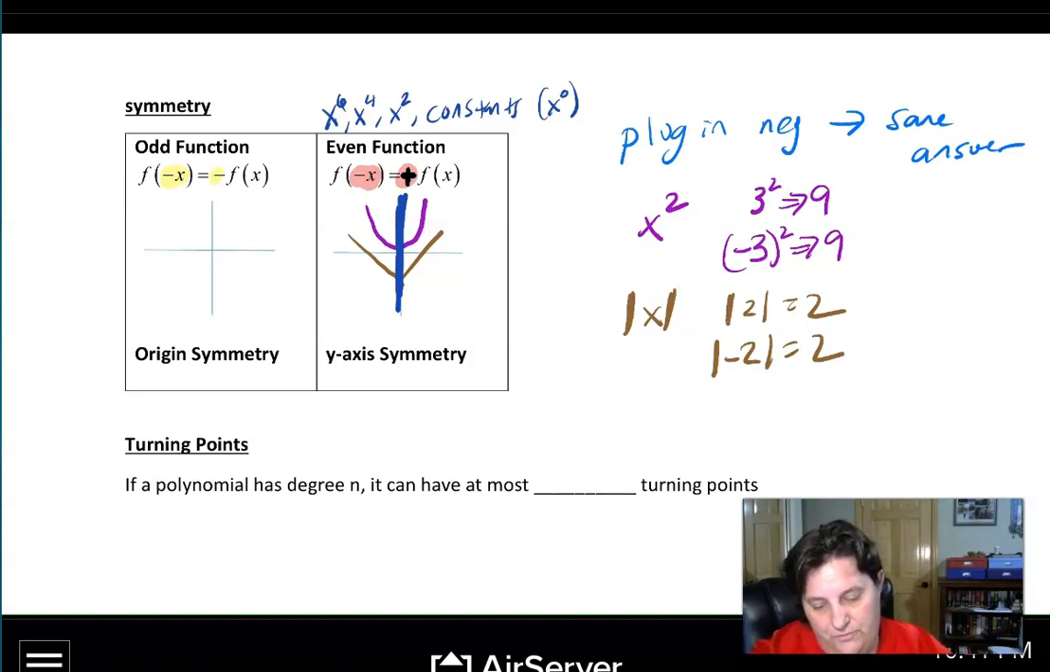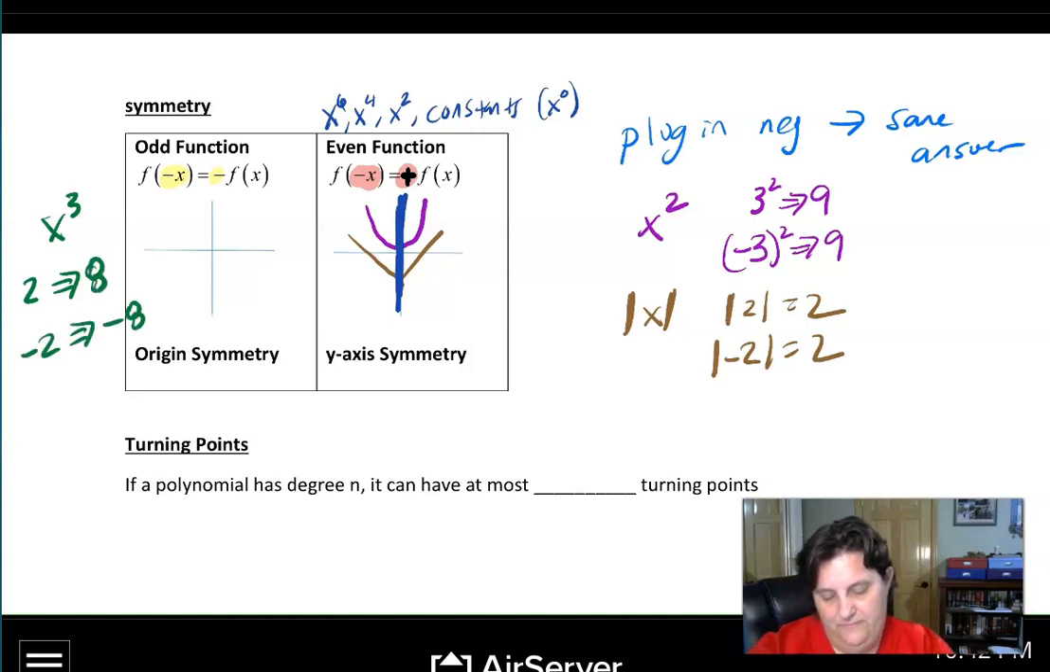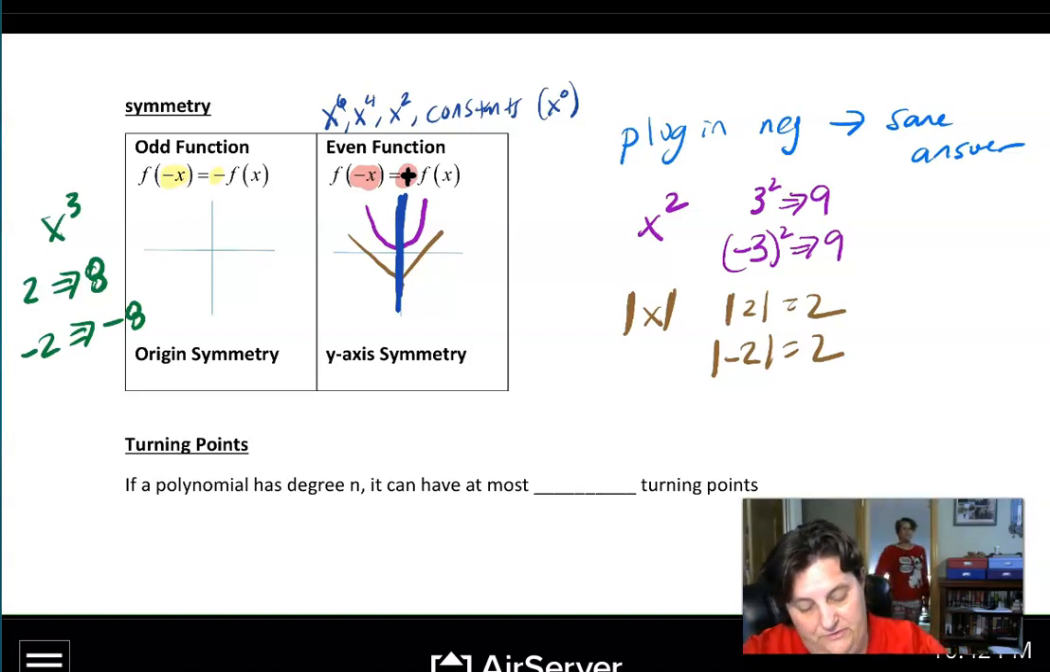An odd function would be something where if you plug in a negative, you get a negative. I mean, there's a lot of things that do that, but you get the same negative that you plugged in. So maybe like x to the third, right? Because if I plug in negative, okay, let's do it this way. If I plug in 2, I get 8. If I plug in negative 2, I get negative 8. So it has this kind of symmetry.